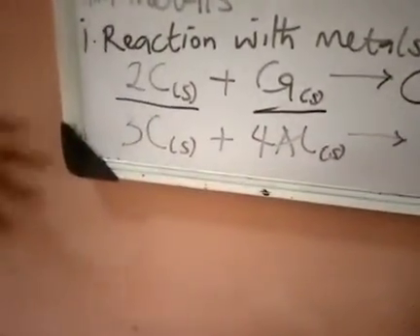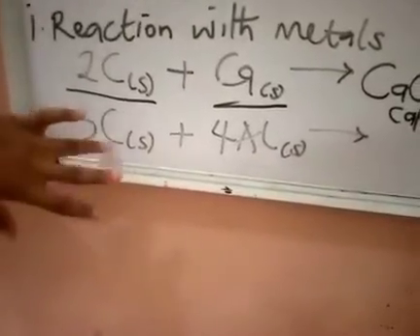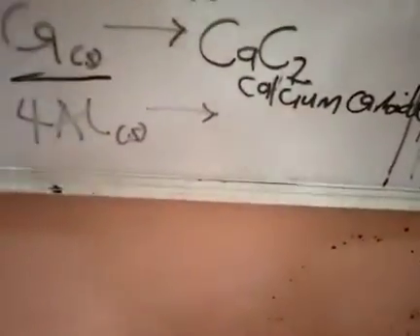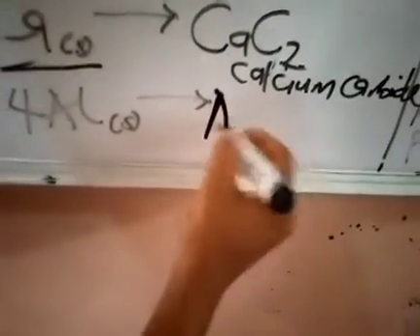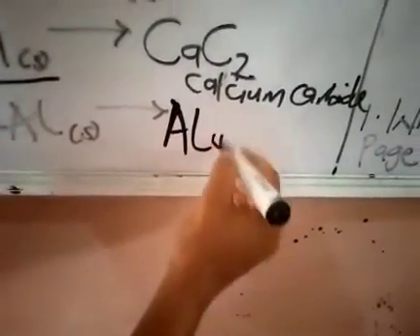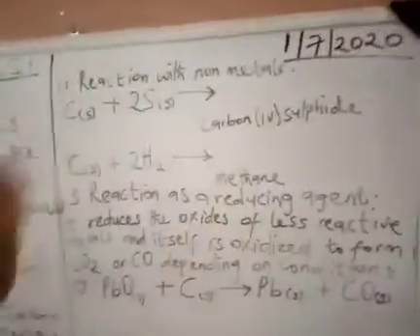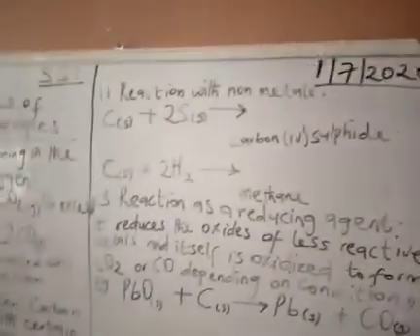Now, for aluminium, 3 atoms of carbon with 4 atoms of aluminium will give us aluminium carbide. You can write the name: aluminium carbide. Now, this reaction is with non-metals. We are using sulfur as an instance. Here, we don't form carbides again.